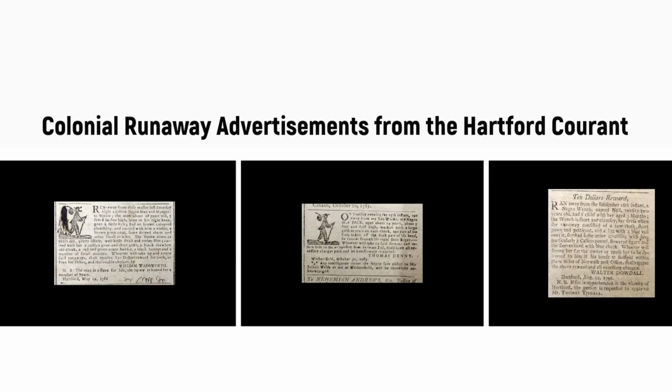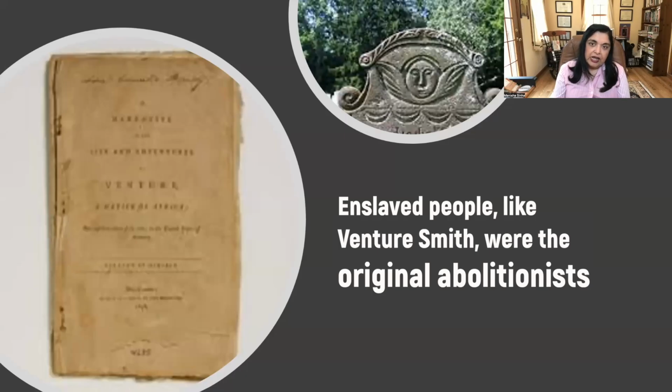Now, of course, the revolution does make a difference. The northern states, starting with Vermont and ending with New Jersey, start getting rid of slavery, either through judicial proclamations, but mostly through gradual emancipation laws, which freed the children of the enslaved rather than the enslaved themselves. And this is my argument, that these people, like Venture Smith, were the original abolitionists. Enslaved people resisting their own enslavement were the original abolitionists.